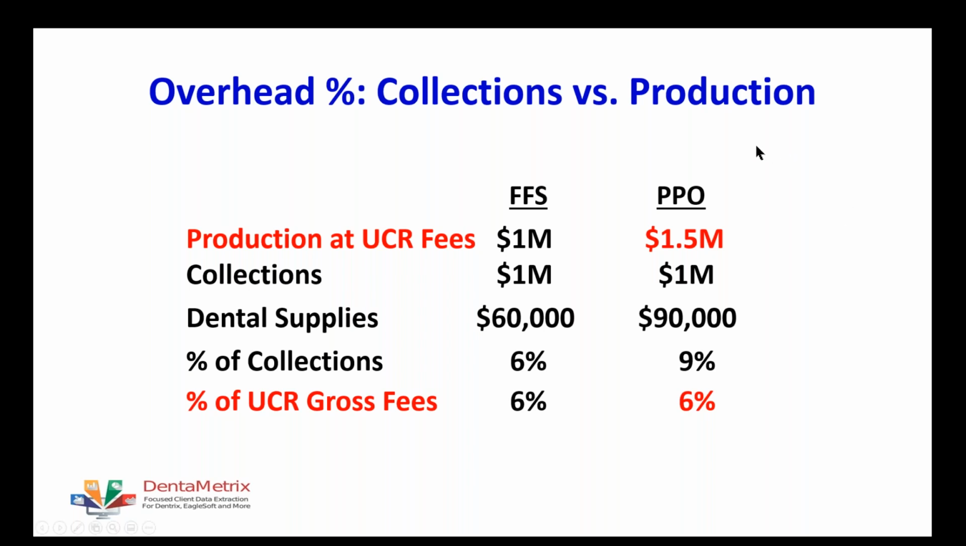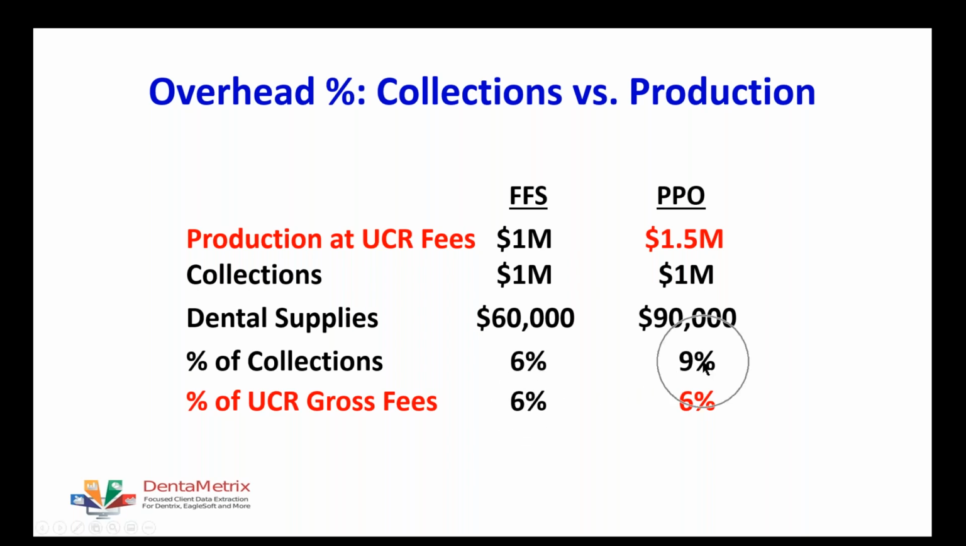So does this make sense to you, the argument of doing the overhead based on collections versus production? Again, I have no problem basing it on collections if you're a PPO practice, but recognize your budget would be 9%. Stop getting a hernia trying to get down to 6%. That 6% is a pipe dream from the past when there were no PPOs. That's when you collected 98% of what you produced, like the fee-for-service column, and that's why 6% is fair, okay?